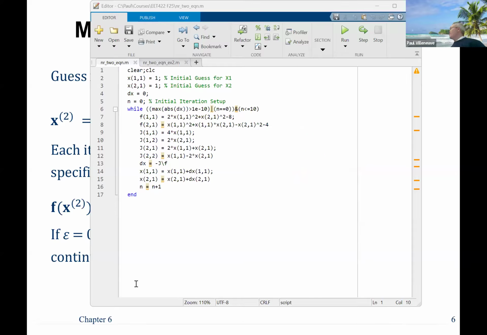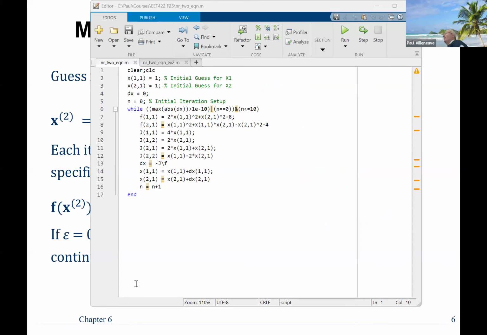So I set up my X matrix. I set up a delta X equal to 0 just to kick it off, but I don't actually need to do that. I probably could just comment that delta X out and continue to process it there. And then my N value, I set it equal to 0.